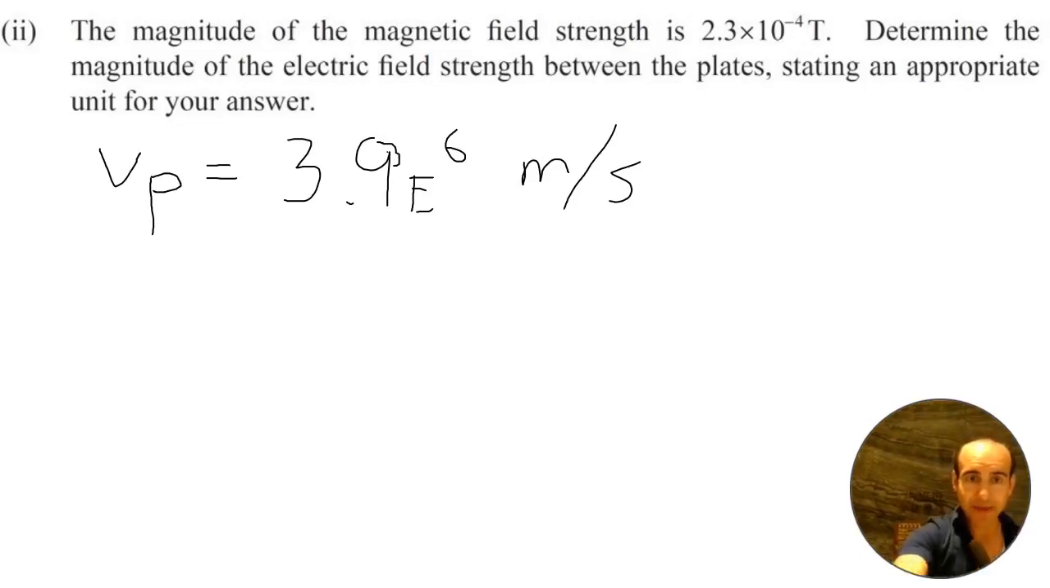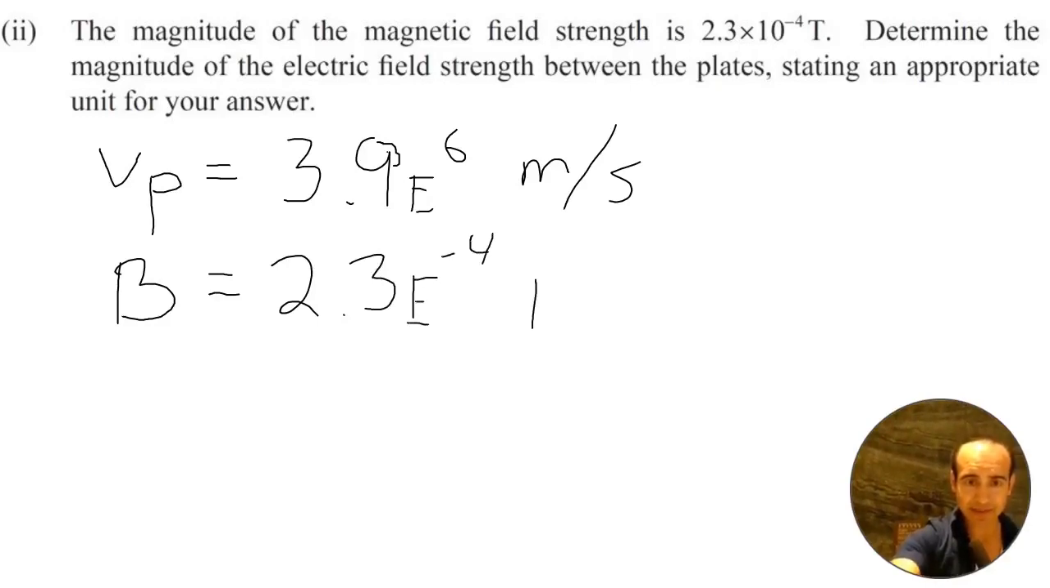Okay, and then now they're giving us the magnetic field strength, which is basically capital B with the vector, and that is 2.3 e to the negative 4. I'm using the e notation because that's easier for your calculators. Obviously, you will be using a calculator for these problems. We're dealing with very large and very tiny numbers. And we want to know what should be the electric field strength between the plates.